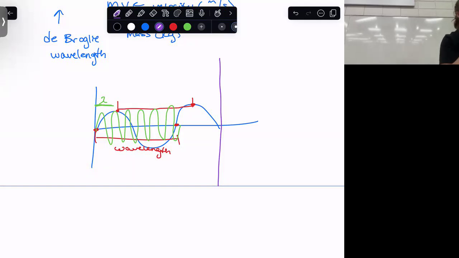Does that make sense visually? Okay. So the motion that's described by the wave, yep. It's just really zoomed in because we can't see that.